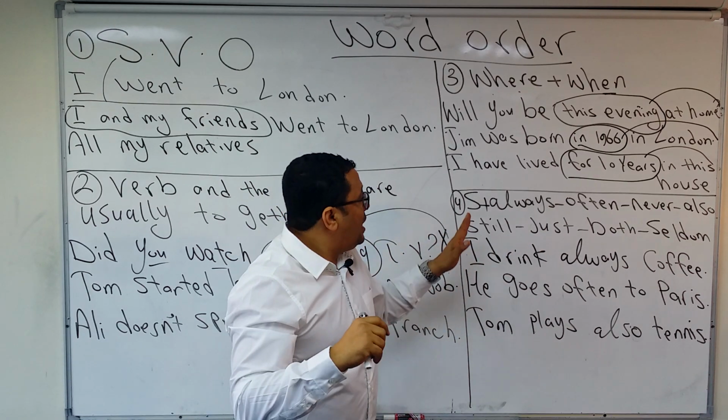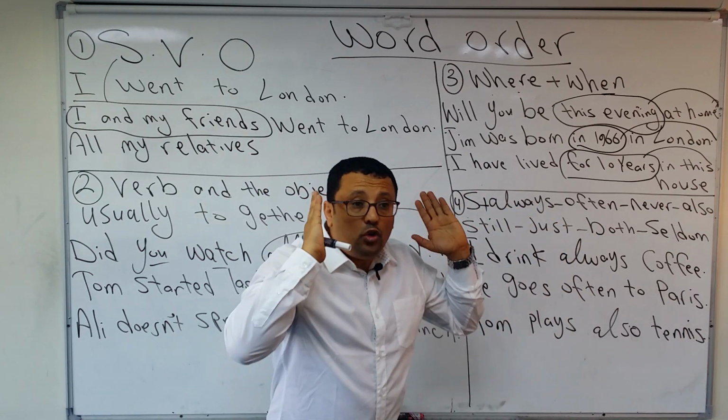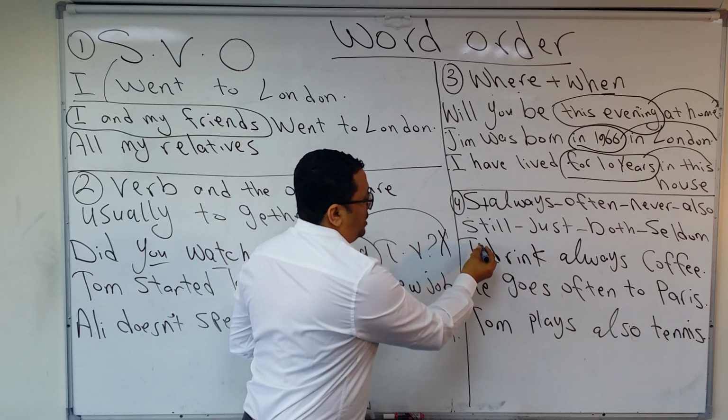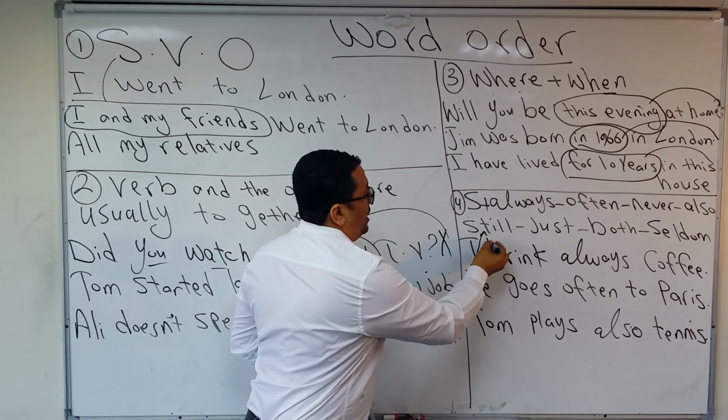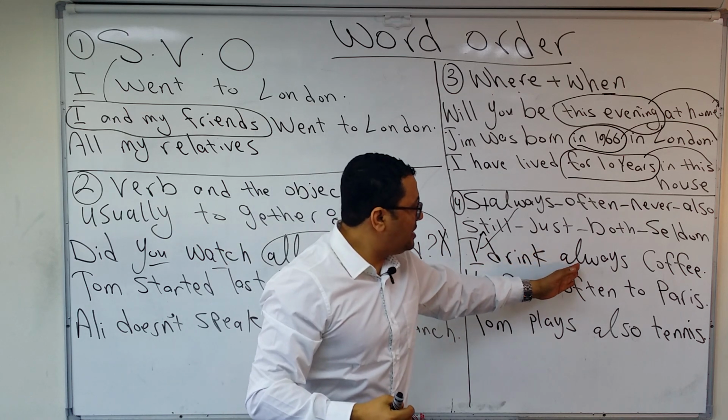Don't put always or sometimes or never after the verb. Where do you put them? After the subject, here. I always, I still. But don't put them like this example here, which is wrong.